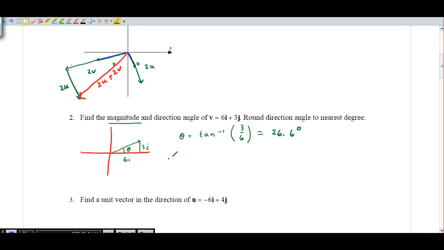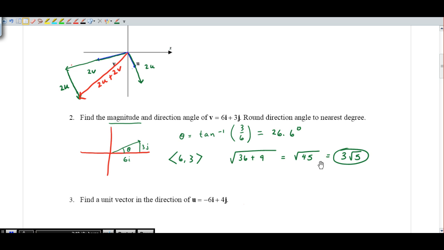In component form, this vector is 6, 3. Its magnitude is the square root of 36 plus 9, which is equal to the square root of 45, which is equal to 3 times the square root of 5.